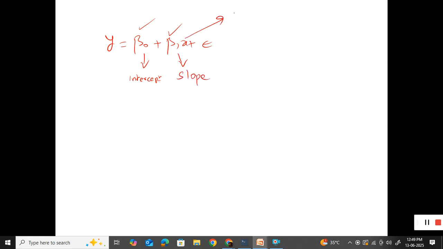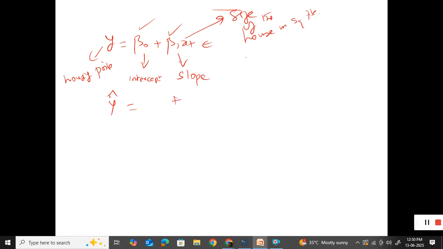What is x? x is the size of the house, in square feet. What is y? y is the housing price. I want to predict the housing price. Now y hat means the predicted value. So what is beta naught plus beta 1 x1? Let's say x is my size of the house, that's what I said. Let's say my size of the house is 500 square feet.